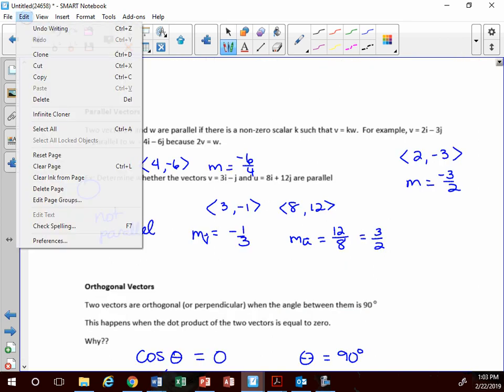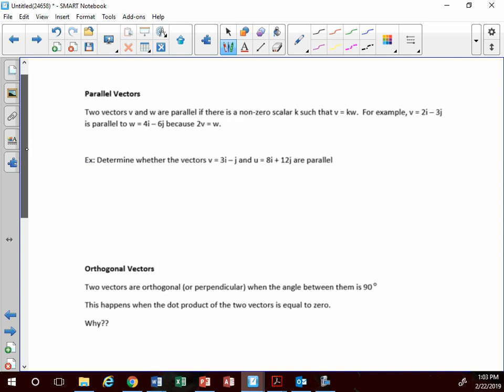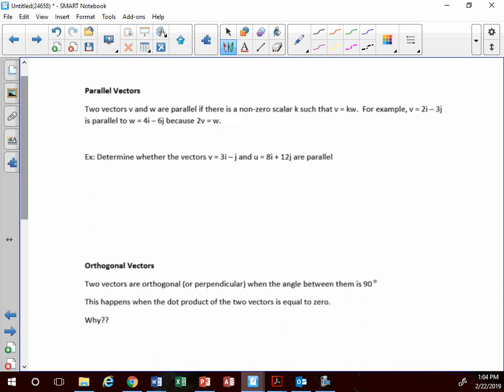All right, parallel vectors. Parallel and orthogonal, this is short. Okay, so guys, there's the sort of vector way to go about dealing with parallel vectors. I think the wordiness of it is kind of confusing. There's a non-zero scalar k such that v equals k times w. That just sounds complicated. Let's think back to what you know about slope of parallel lines from algebra.